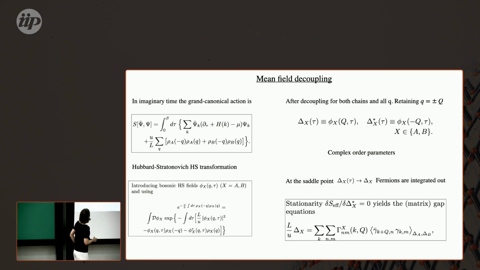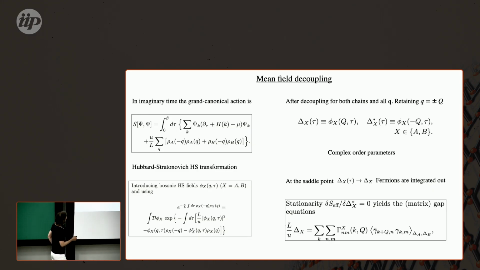So let's try to do a mean field decoupling to get rid of these quartic terms in the operators. For that, we can write the grand canonical action in imaginary time. So this is the kinetic part, right? And here we have the interacting part. And then we can use a Hubbard-Stratonovich transformation and introduce a bosonic Hubbard-Stratonovich field phi sub x, where x is A and B, the label of the chains. And with that, we can express our partition function in this manner.